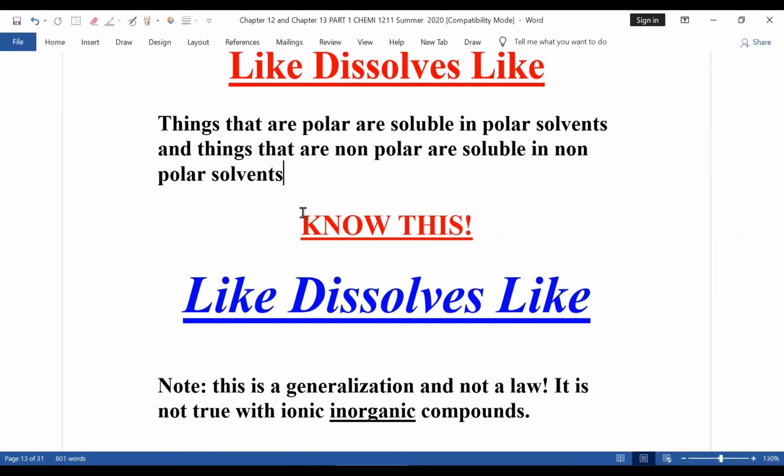Now, like dissolves like is not a law. It's called a rule of thumb. See, it's on this thumb. Can you see it? And a rule of thumb is about 95% true most of the time, but not like a law, which is always true. In a rule of thumb, there are exceptions, but most of the time it's true.